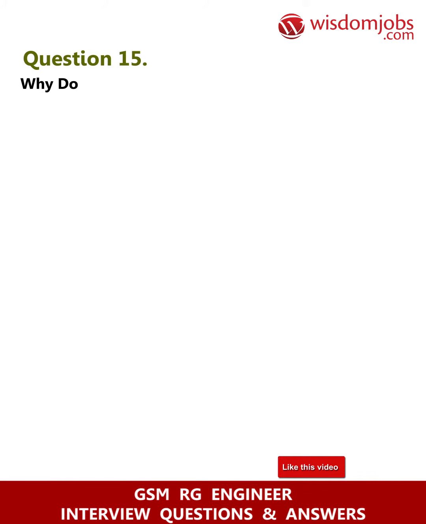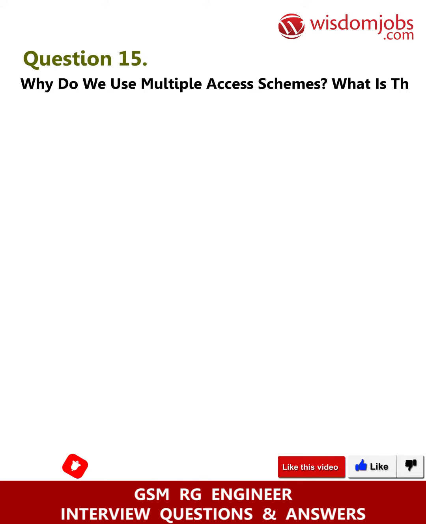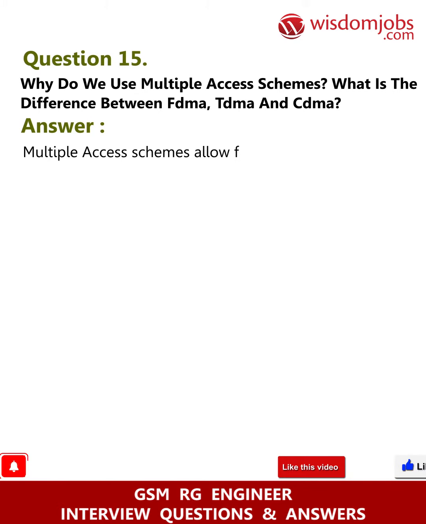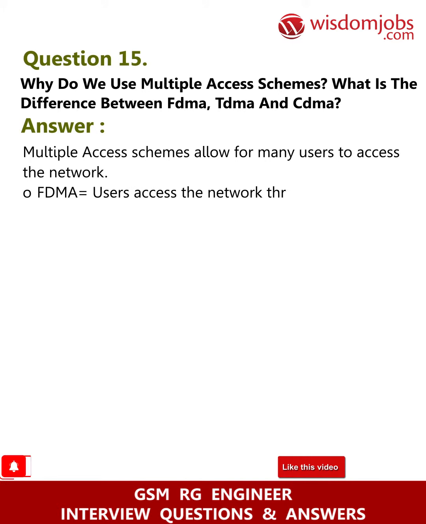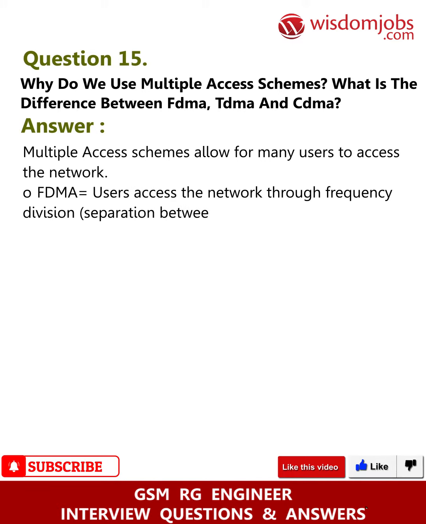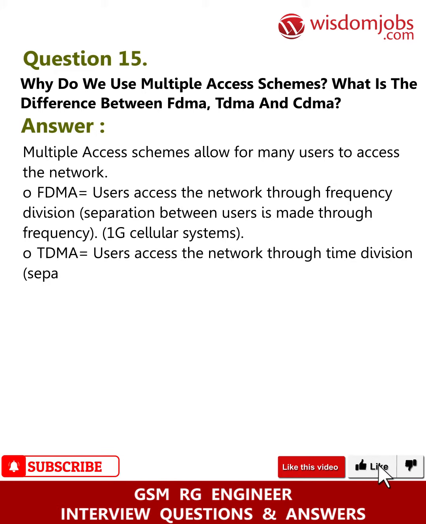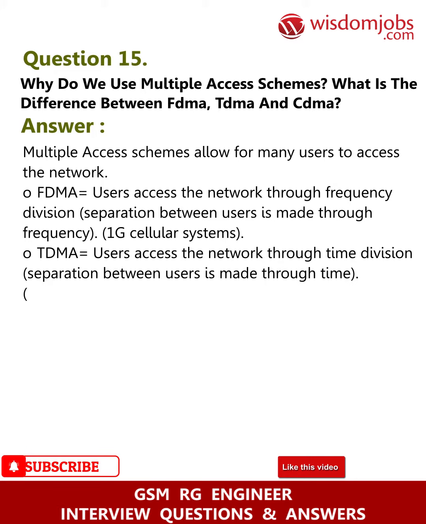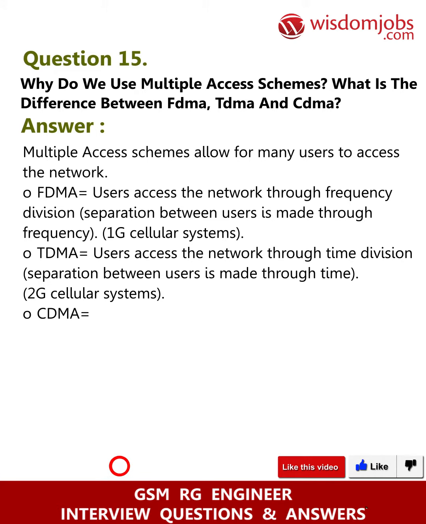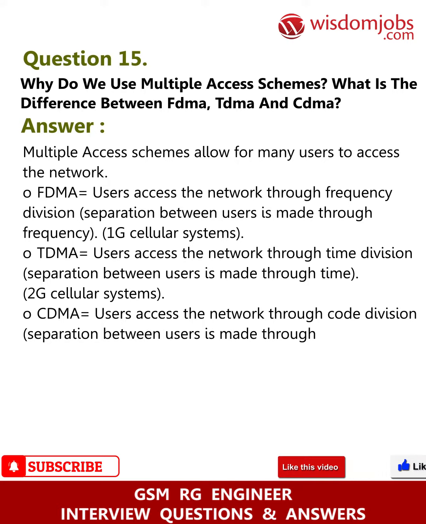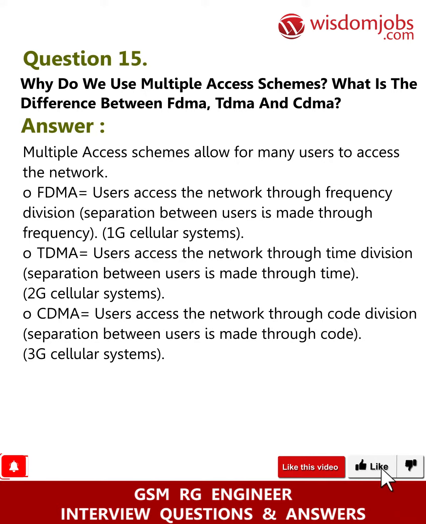Question 15. Why do we use multiple access schemes? What is the difference between FDMA, TDMA and CDMA? Answer. Multiple access schemes allow many users to access the network. FDMA equals users access the network through frequency division. Separation between users is made through frequency. 1G cellular systems. TDMA equals users access the network through time division. Separation between users is made through time. 2G cellular systems. CDMA equals users access the network through code division. Separation between users is made through code. 3G cellular systems.